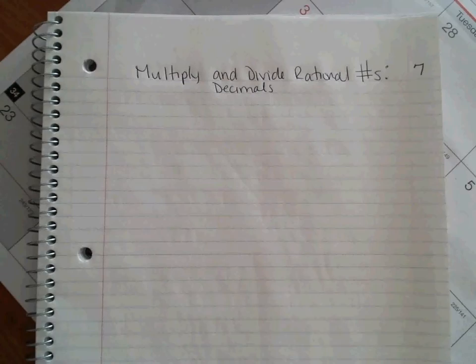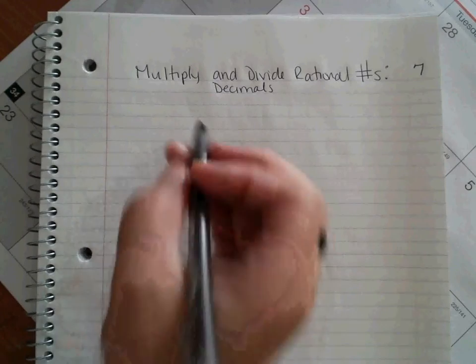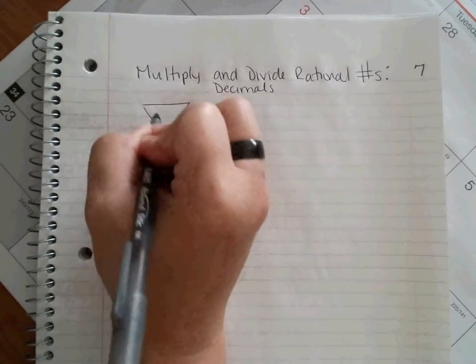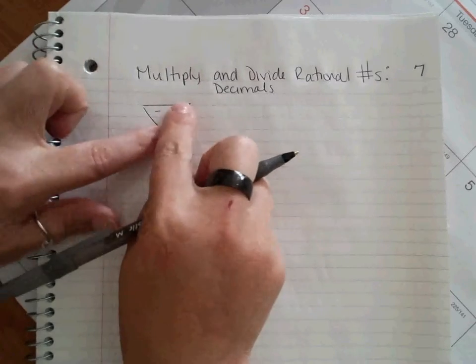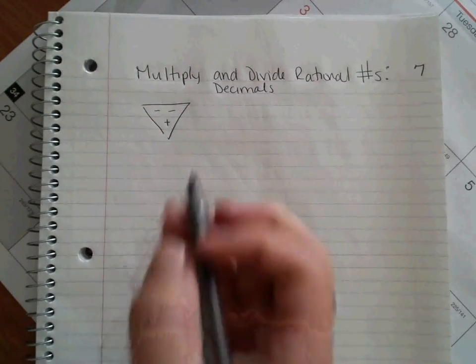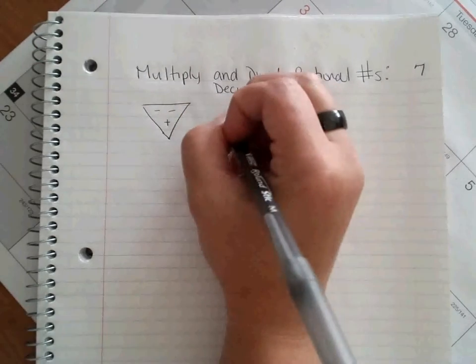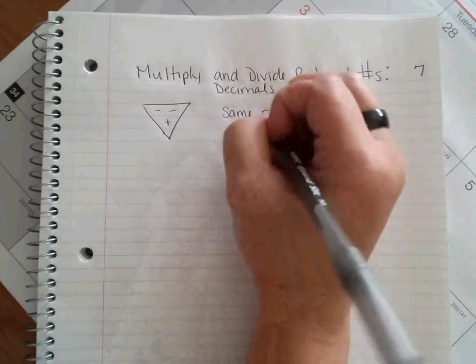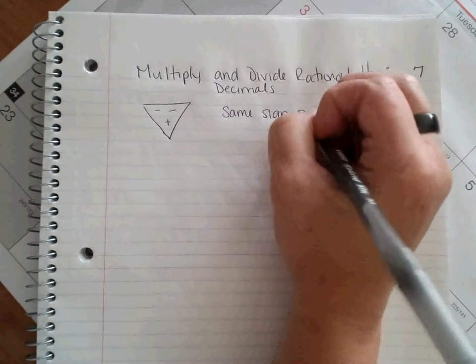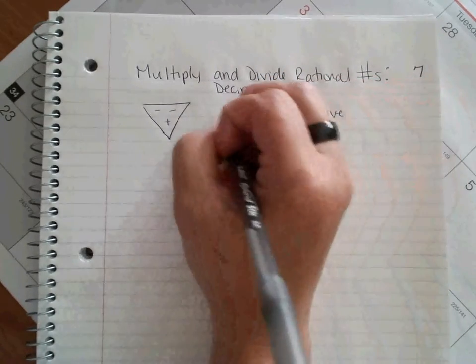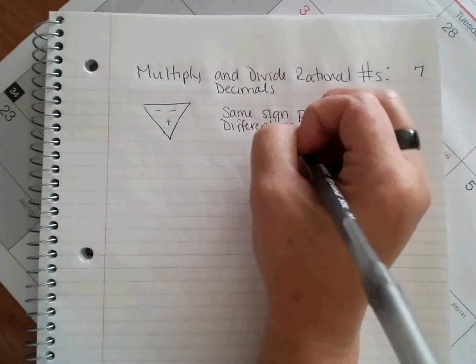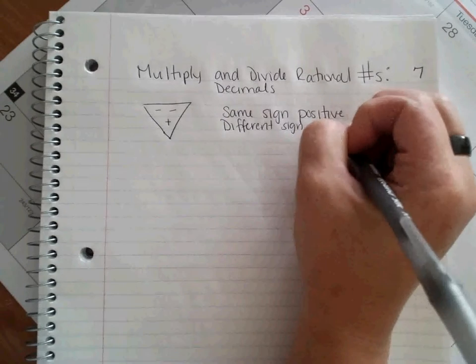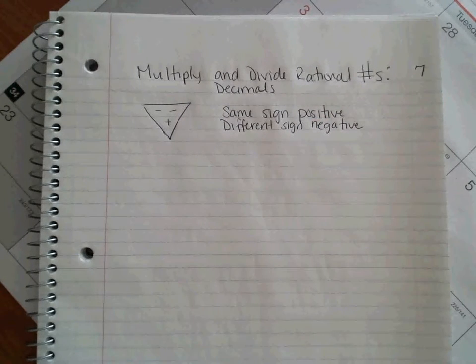When we multiply or divide our rational numbers, we're going to use that Mr. Grumpy, and we can still cover up whatever we're using to find our answer. So we're still going to use Mr. Grumpy, which was same sign, positive, different sign, negative. So we're still going to use those same rules.